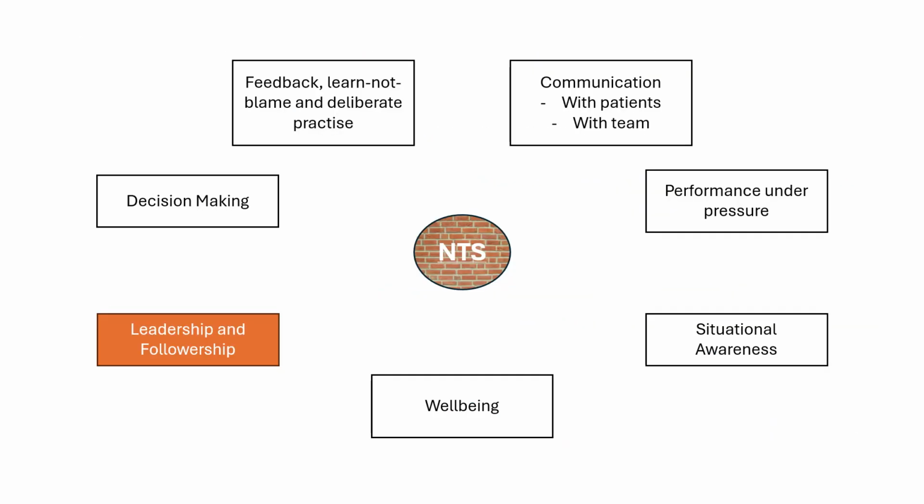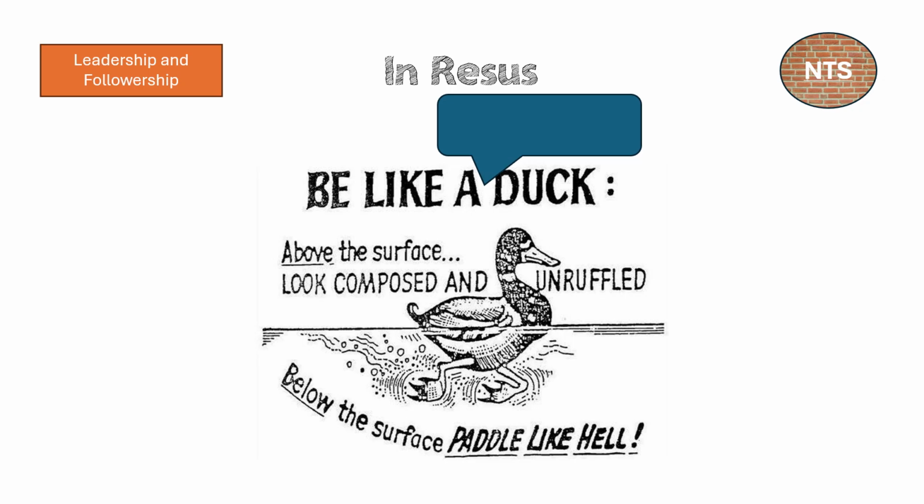Moving on to leadership and followership. In resus in general, one of the important models for a leader is verbal, non-verbal and paraverbal skills. Your verbal is what you say. Your non-verbal is just as important: your body language and what you do. And your paraverbal is your tone, the way you say it. All of these are really important.